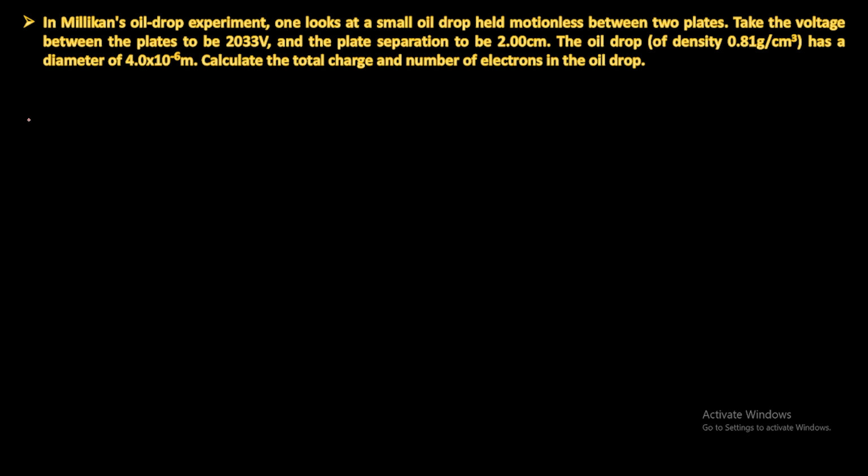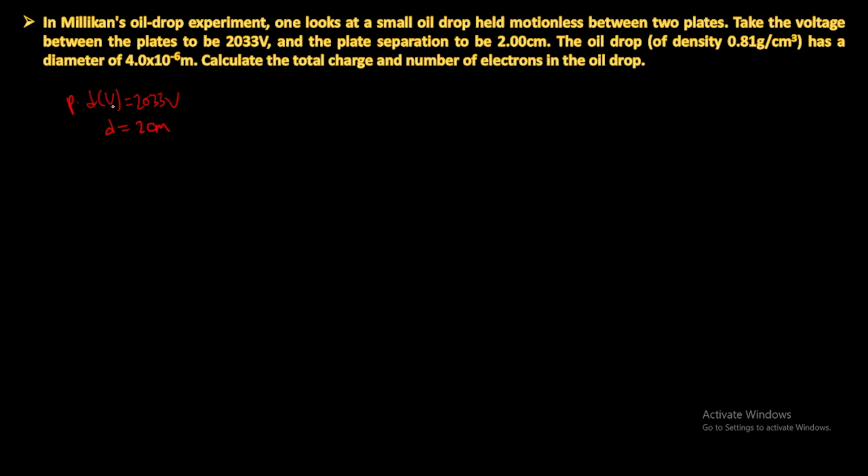Here the question is, in Millikan's oil drop experiment, one looks at a small oil drop held motionless between two plates. This is also a question related to motionless conditions. Take the voltage between the plates to be 2033 volt. The potential difference is given here, that means V is equal to 2033 volt. This is the potential difference between the two parallel plates, and these plates are separated by a distance d, that means 2 centimeter.